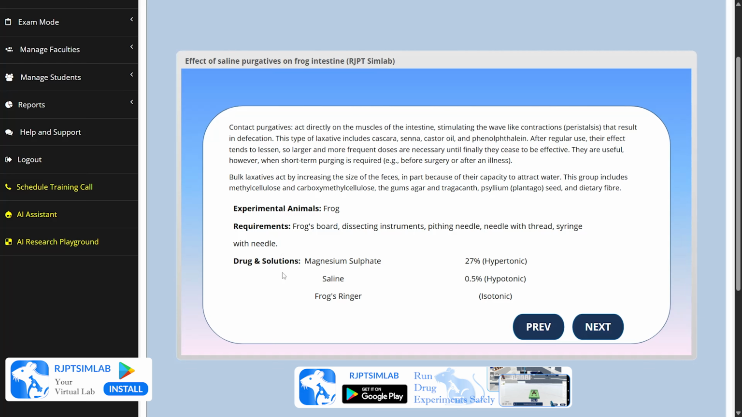Then the drugs and solutions that we require for this experiment are magnesium sulfate of 27%, and it is a hypertonic solution. Then second, saline solution. Saline solution is used of 0.5%, and it is a hypotonic solution. And frog's ringer. Frog's ringer is an isotonic solution. We have already learned what is hypertonic, hypotonic, and isotonic solution.